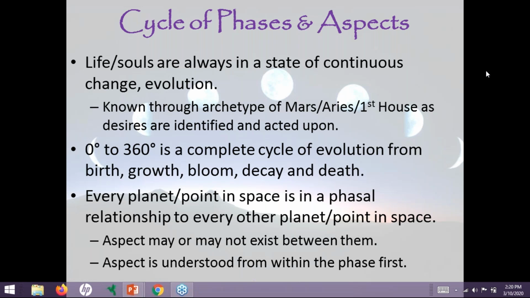And when you really want to start grasping interpretations between the different aspects, you start with the phasal relationship between any two planets first, and you grasp that. Then you fill in details to any specific aspect as it may exist.